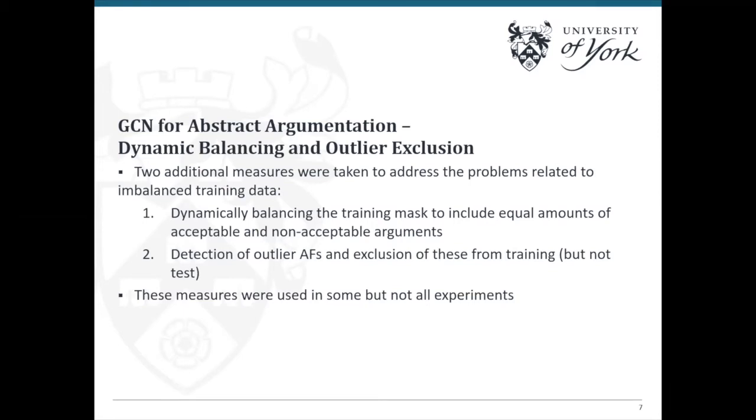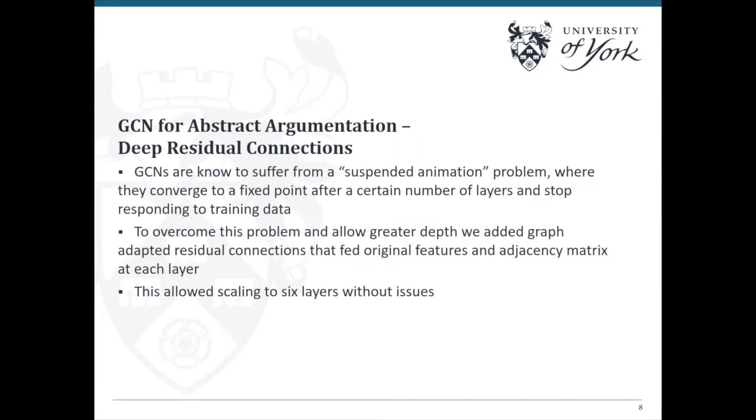These measures were not used throughout, so I'll go into that a little bit later. So as I said, the graph convolutional networks have this suspended animation problem where they converge to a fixed point and stop responding to training data after a certain number of layers. As I already discussed, we added these residual connections in the neural network architecture to overcome that problem.